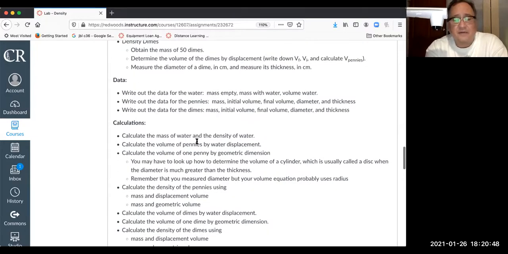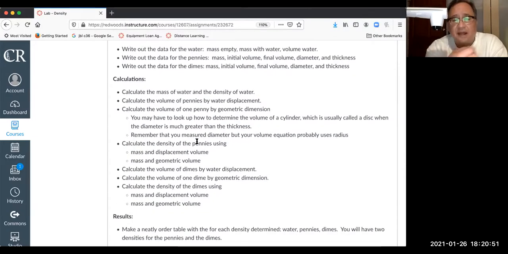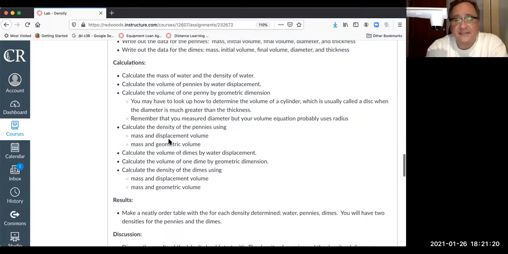And then here we have a number of calculations. Calculate the mass of water and the density of water. We're going to come back to this section so you can see the kinds of things I'm looking for. I know I'm kind of running around a bit, and I want you to remember about 50 hours ago, I said that for the introduction, we're going to move forward and see the rest of this to help us write the introduction. So you can see we're calculating the density of the pennies using mass and displacement volume, mass and geometric volume, and so forth.